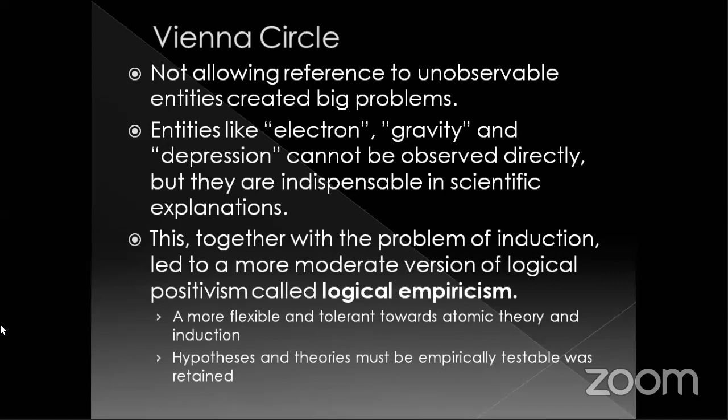This, together with the problem of induction, led to a more moderate version of logical positivism known as logical empiricism. It is more flexible and tolerant towards atomic theory and induction. The principle that hypotheses and theories must be empirically testable was retained. I mean, with logical positivism, you don't really have any universally holdable theory or hypothesis. Here, logical empiricists said that hypotheses and theories must be empirically testable, which should be retained.